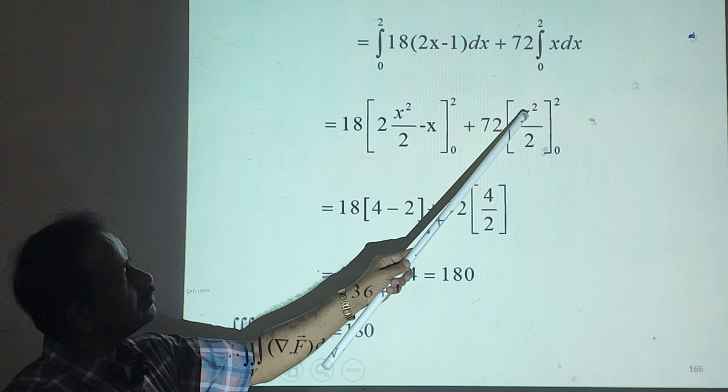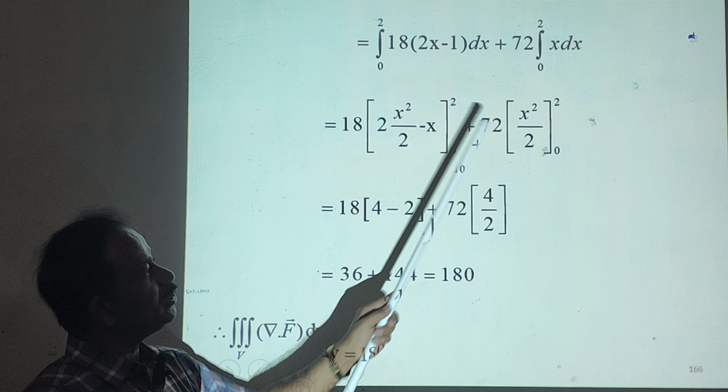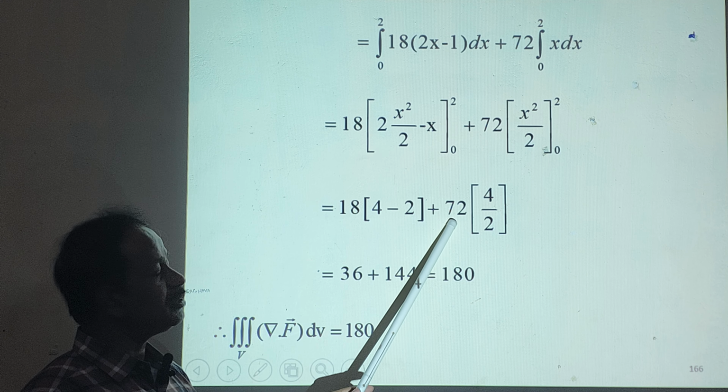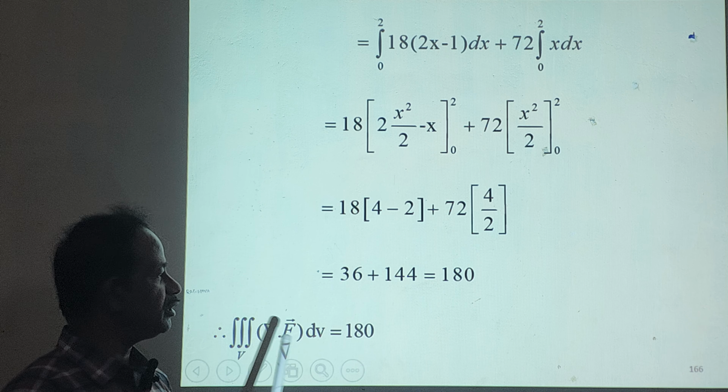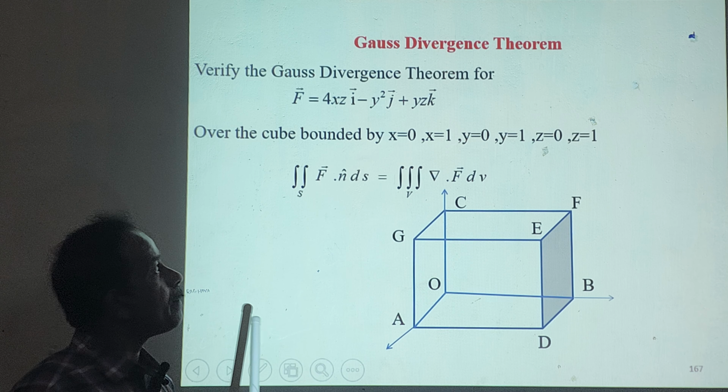And here, 4 by 2 is nothing but 2. So 2 times 72 will give you 144. So 36 plus 144 is nothing but 180.